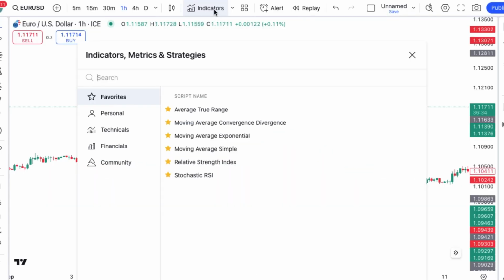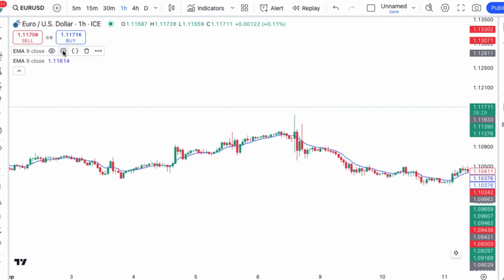Okay, so to jump into the strategy. So I first opened TradingView, then I set up my two EMAs. These are the 50 and 200 EMAs.